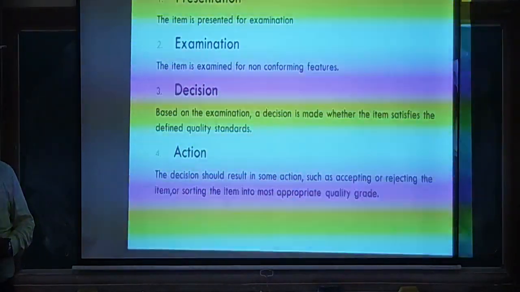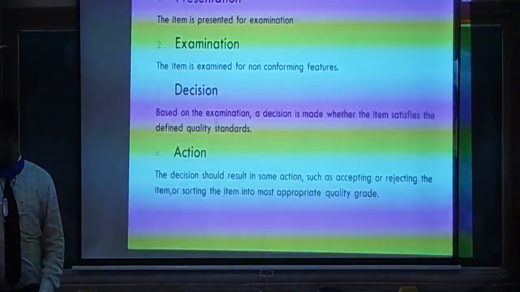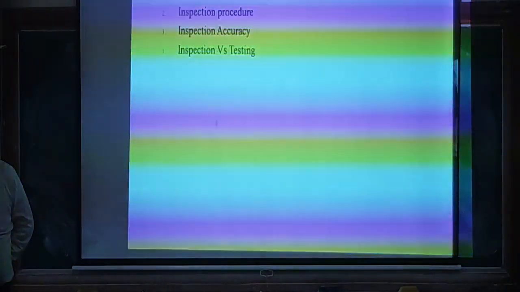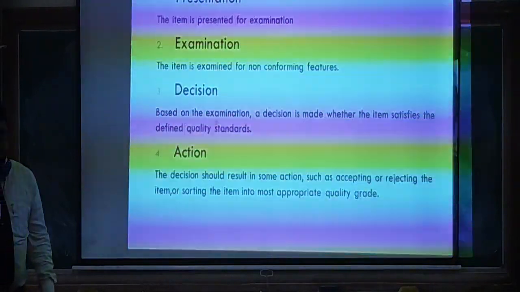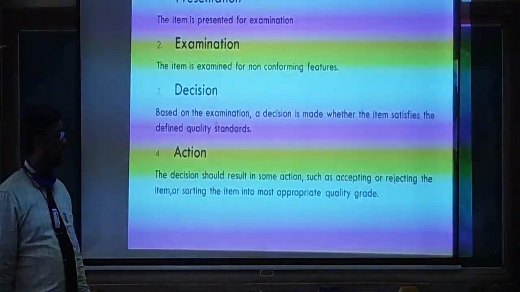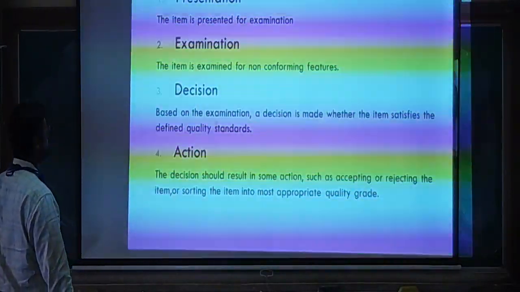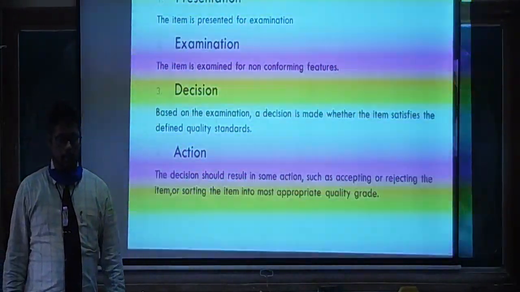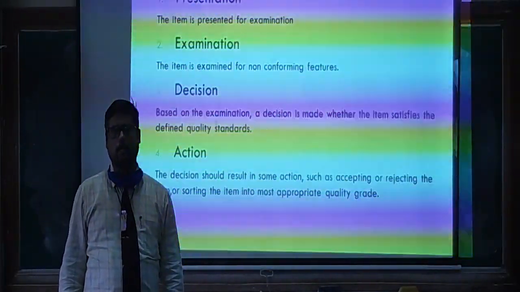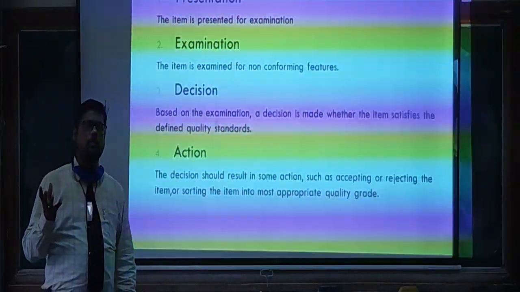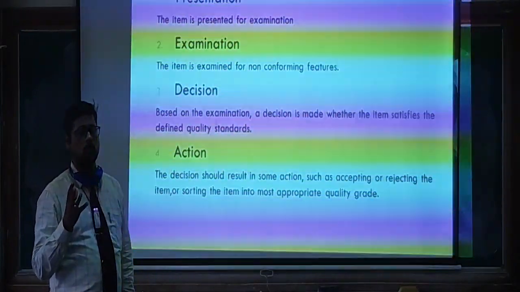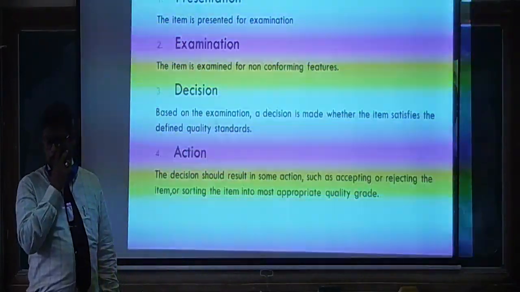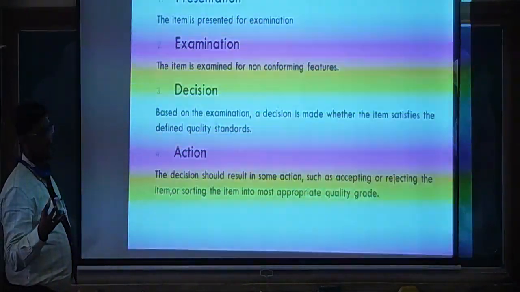So the inspection procedure is the second part. As I have explained, in the fundamentals of inspection we have the types of inspection, and now this is the inspection procedure. What is the procedure for the inspection? The first one is presentation. How are you going to present it? The item is presented for the examination. Which type of item? For example, a cast part, whether it is FG 250 grade or FG 200 grade, or GGG 40, GGG 45 or GGG 50 grade, any grade. How are you going to present that? What is the procedure for that?